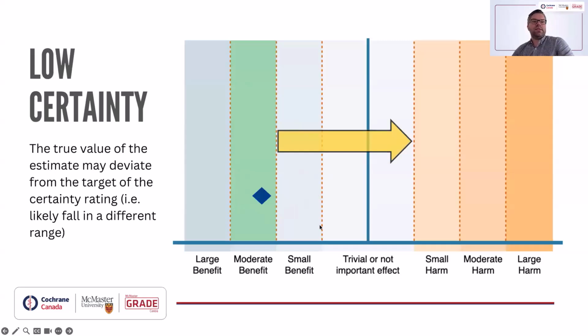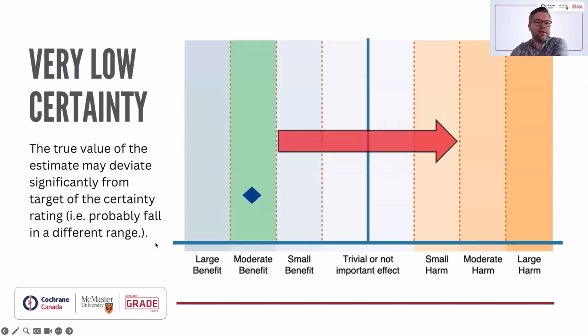Then if you think about low certainty, the true value of the estimate may deviate from the target of the certainty rating and likely fall in a completely different range. So for example, rather than being a moderate benefit, the true value of the estimate may be a trivial or not important effect. Likewise, for very low certainty, the true value of the estimate may deviate significantly from the target of the certainty rating, again, which was our moderate benefit, and it would probably fall in a different range. As an example here, it may actually be all the way over to a small harm. And again, this is in relation to each of our thresholds.